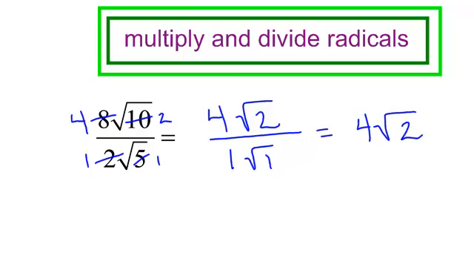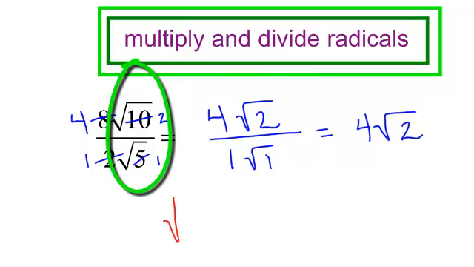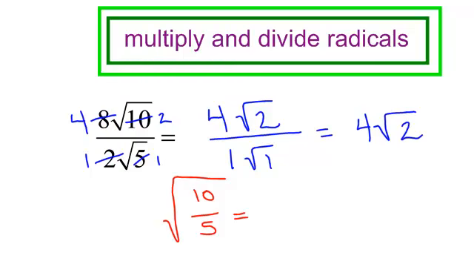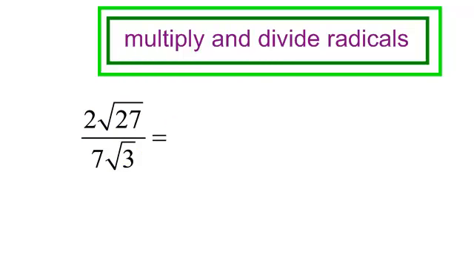Some people like to write one big radical. I would have radical 10 over radical 5. That would be the same thing as radical 10 over 5, which is still radical 2.